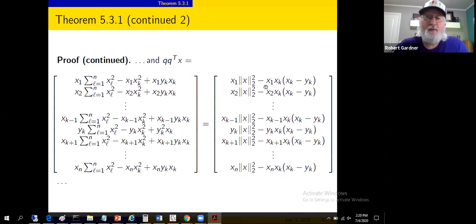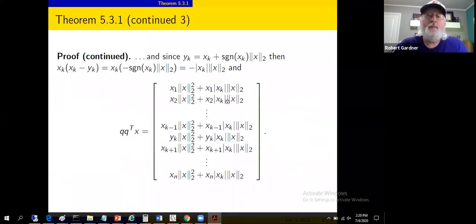We've got the minus out front. Yeah, I've got a difference here. All right. We had y sub k equals x sub k plus the sine of x sub k times the norm of x. That's what we defined y sub k to be, to briefly simplify our computations.